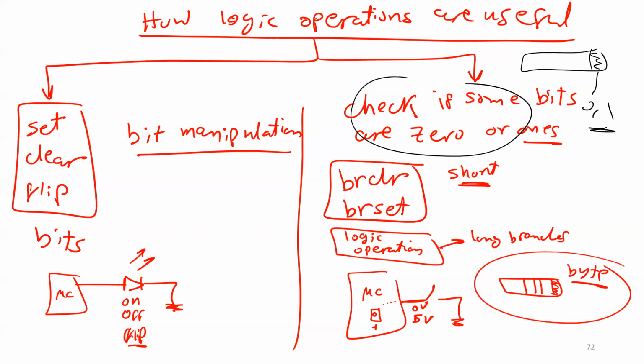What's going to happen is that we don't have an instruction to read one bit. So if I want to check one switch, you have to read the whole port. You don't have another option, right? So what's going to happen? You have to read the whole byte.